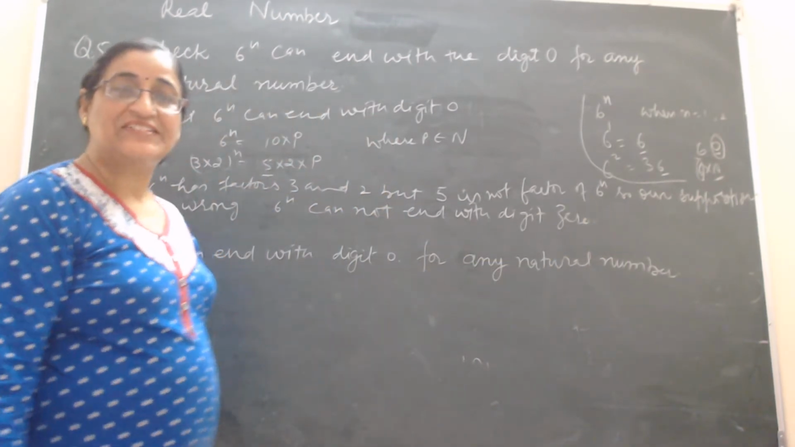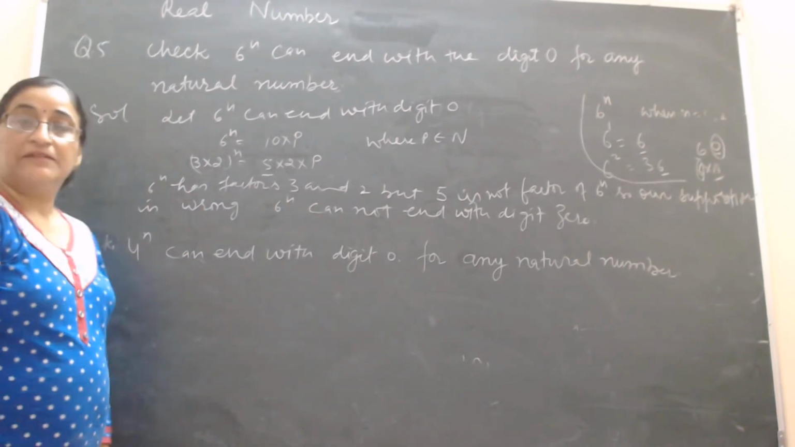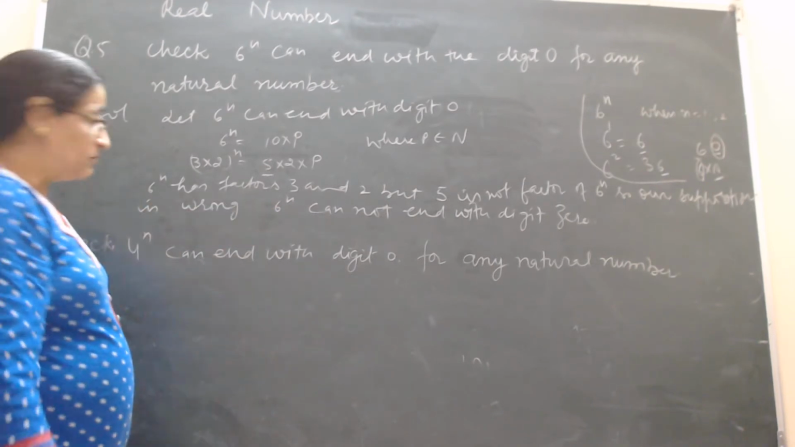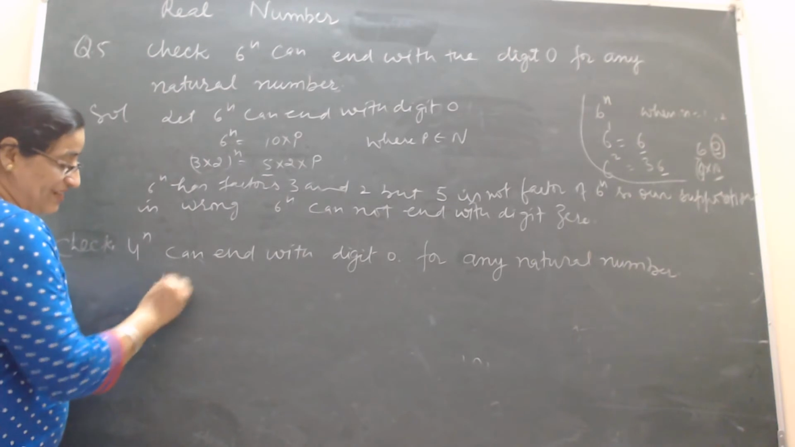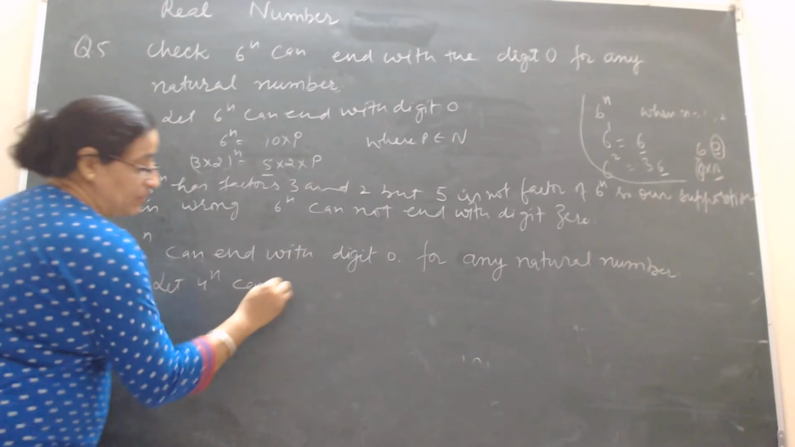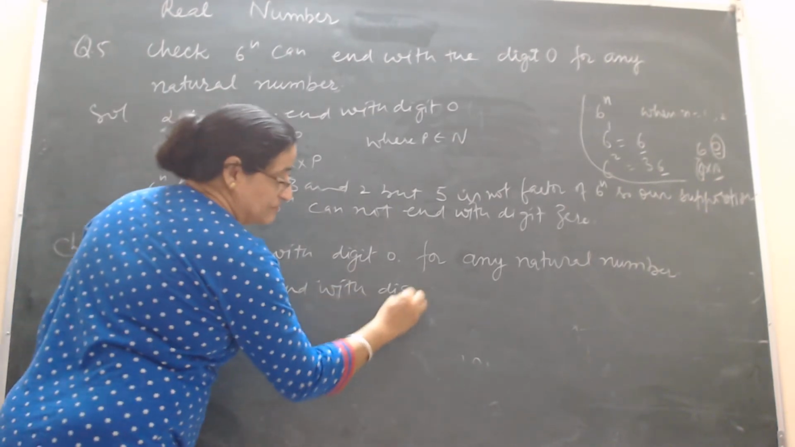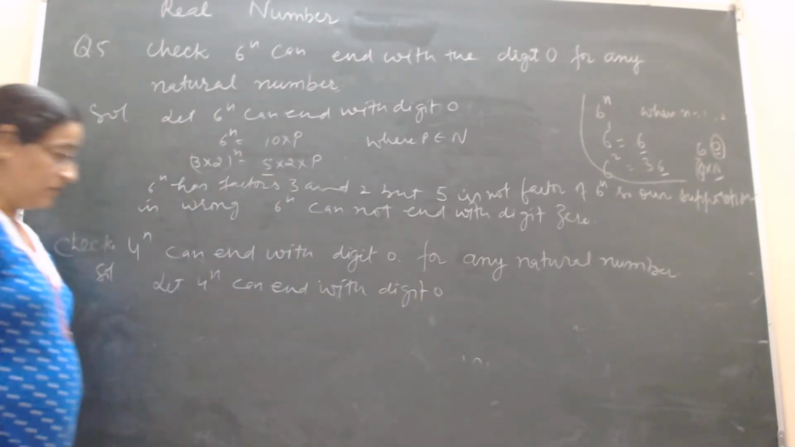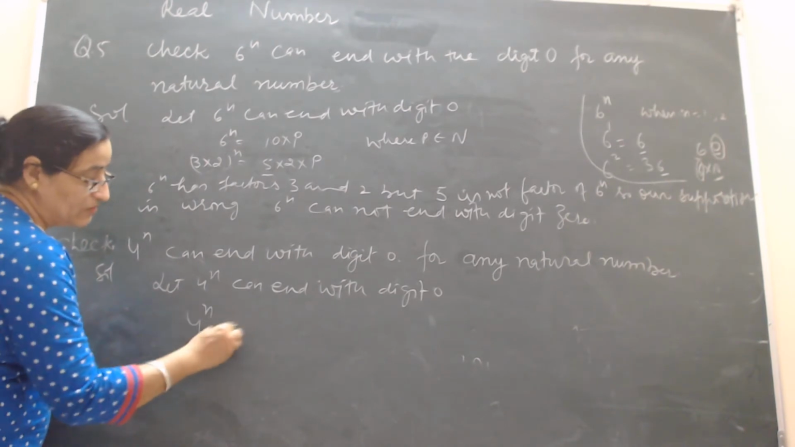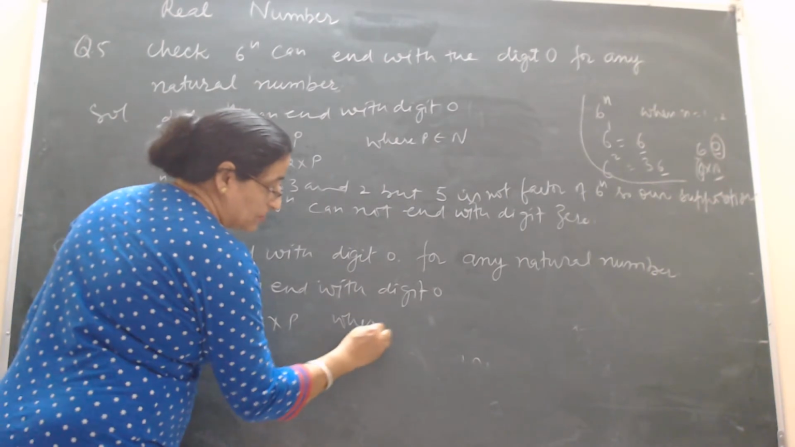I think you must understand. We have to take some other example. Check whether 4 raised to power n can end with digit 0, for natural number n. Let us suppose that 4 raised to power n can end with digit 0. Then we can write 4 raised to power n is equal to 10 multiplied by p, where p belongs to natural numbers.